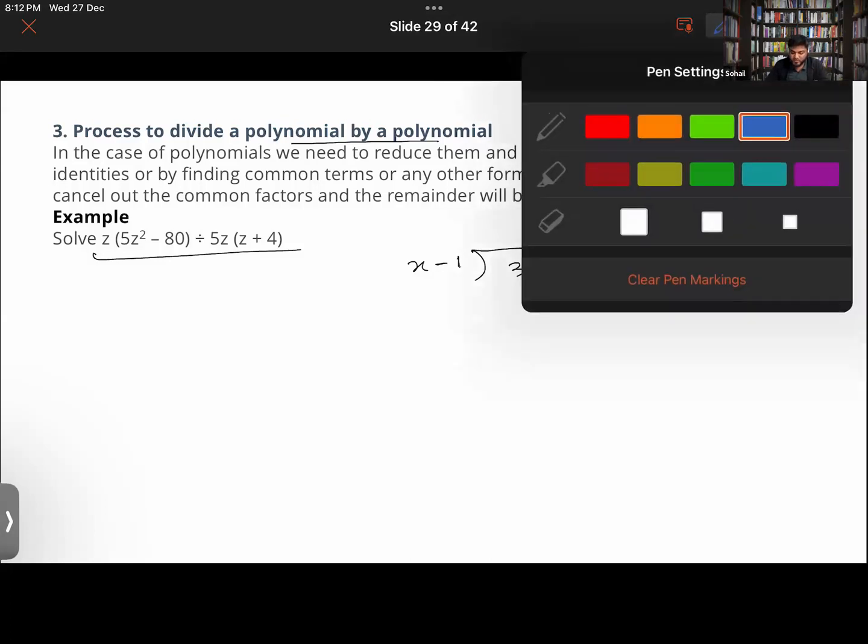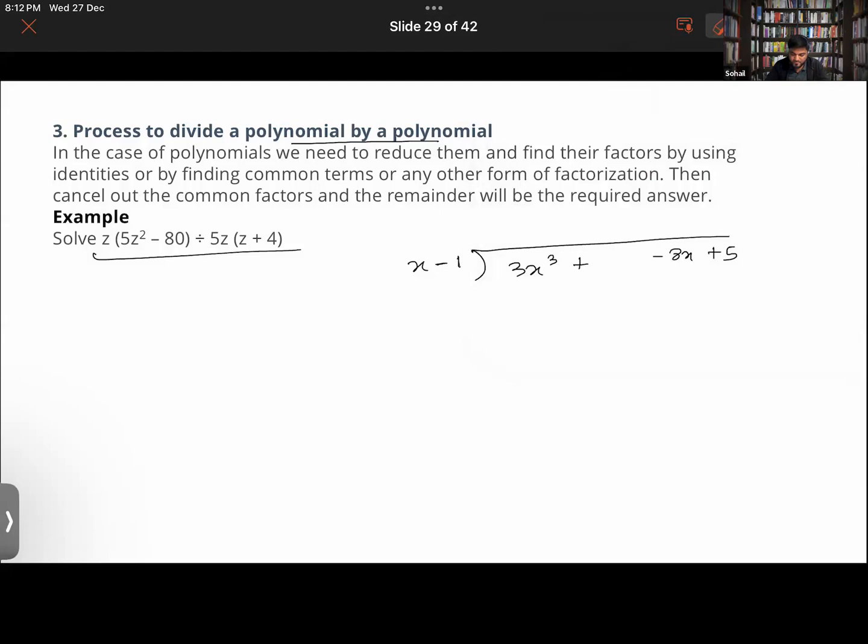Otherwise you will get more confused. Let me take a simple question then. Let's take it to be 3x cube plus 3x square minus 8x plus 5. Okay, let's try to solve this question. Would you guys like to try, or shall I help you first? Let me solve this question, then you guys will proceed.